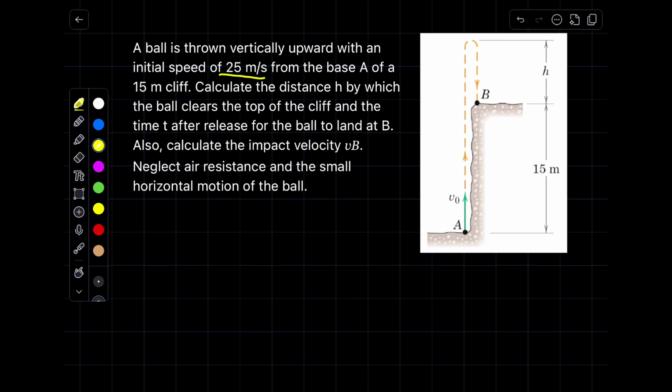A ball is thrown vertically upward with an initial speed of 25 meters per second, as shown in this picture, from position A. We have to find the maximum height it will reach, and we also have to find the velocity at position B when the ball drops.